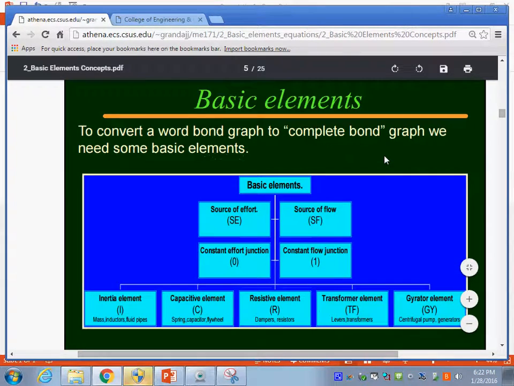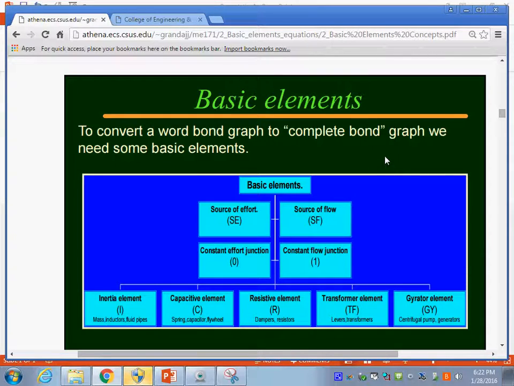So let's go on. You need to create all these things, only 9 elements, which is great. We don't have to learn lots of elements to represent just about anything under the sun. We are going to need 2 source elements, one source of the effort variables, one source of the flow variable. You're going to need 2 junctions, which we're going to use the symbol 0 and 1, and you're going to use these 5 elements.